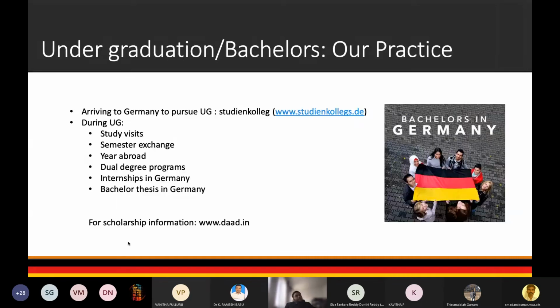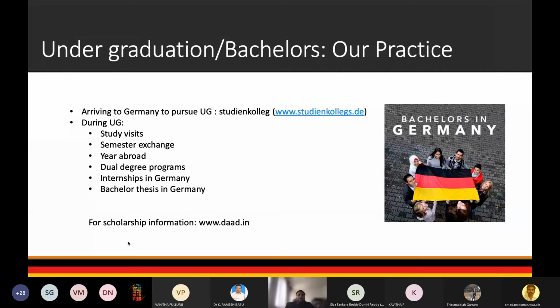The opportunities with this country already start with the bachelor's education, where you can come here for UG studies. But I can understand there are so many limitations to getting awareness or coming to Germany at a very early age. That is the reason there are also opportunities like study visits, semester exchange, year abroad, dual degree programs, and internships, and also a chance to do your bachelor thesis in Germany. And of course, the official website daad.de, where you are able to get into all these opportunities.